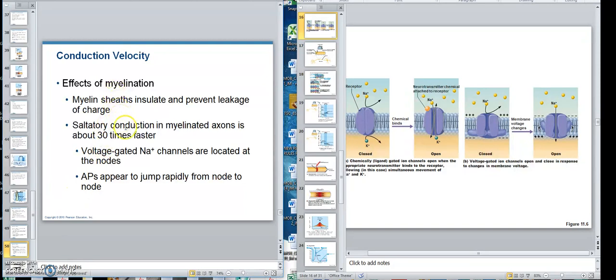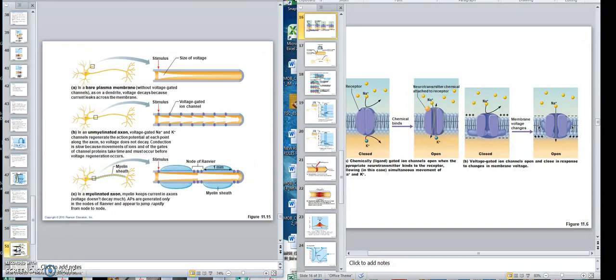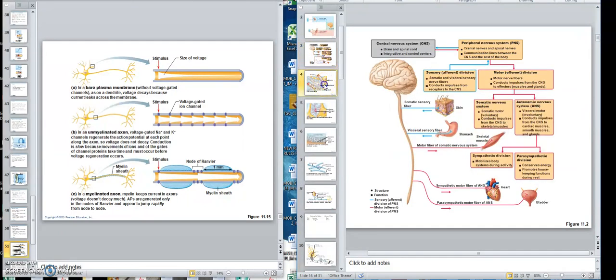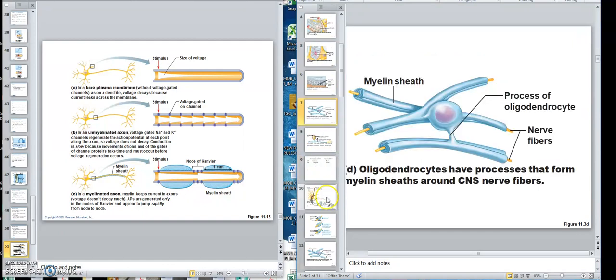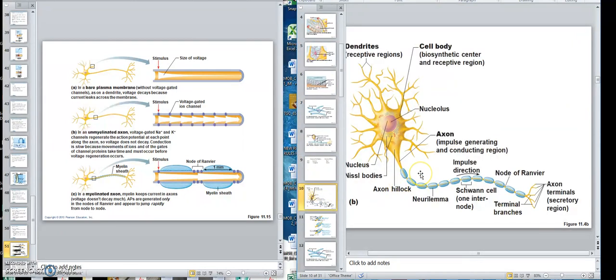What the myelin sheath does is speed it up. Now we're going to look at this. What I want you to know on this here is this. First of all, I'm going to go back here and pick up a myelinated neuron. Okay, let me find a neuron. Okay, over here. All right, that's a myelinated neuron.